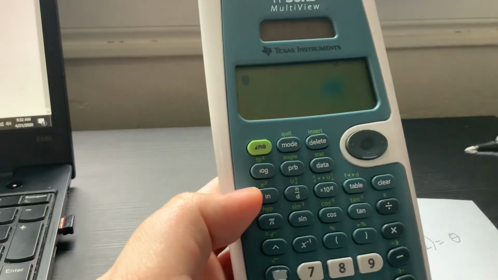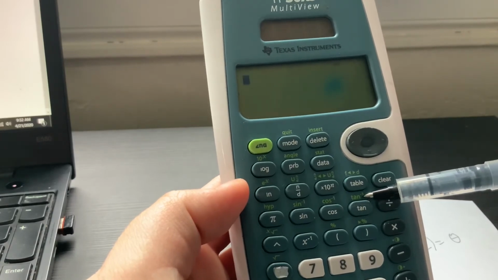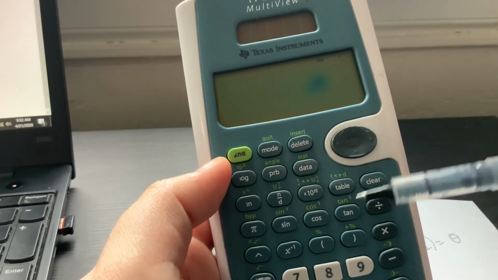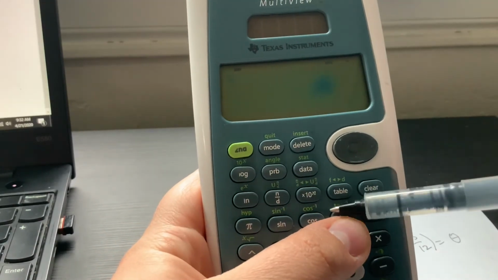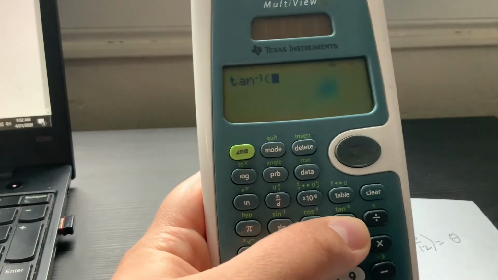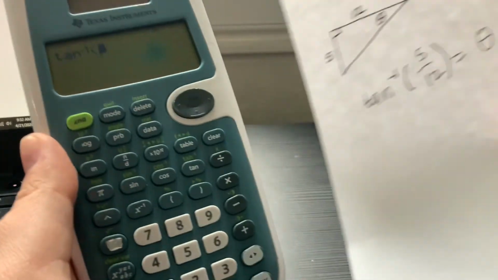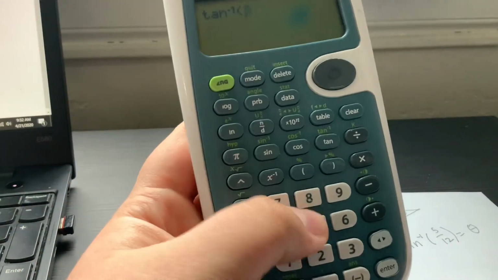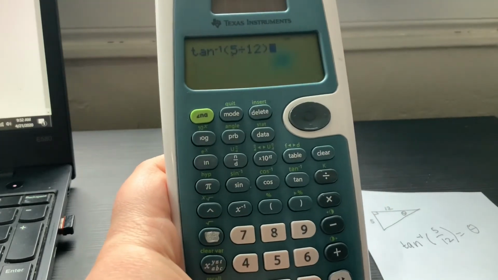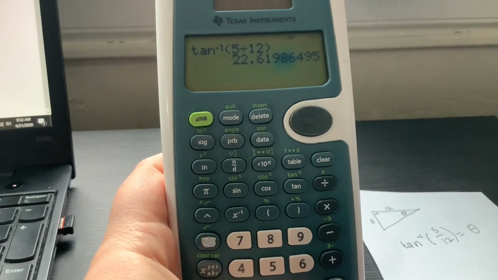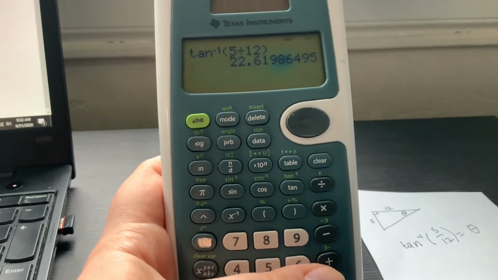I have my original tangent function right here, and I see that tangent inverse right above it is in green, so I know I need to hit the second option. So I'm going to hit second, and then I'm going to hit my original tangent button to get me to this tangent inverse. Then I'm going to type in my ratio of 5/12. So 5 divided by 12, close parentheses, and then I'm going to hit enter, and I get 22.6. So the angle is about 22.6 degrees.